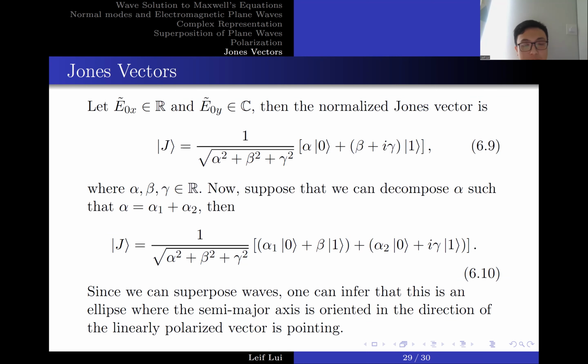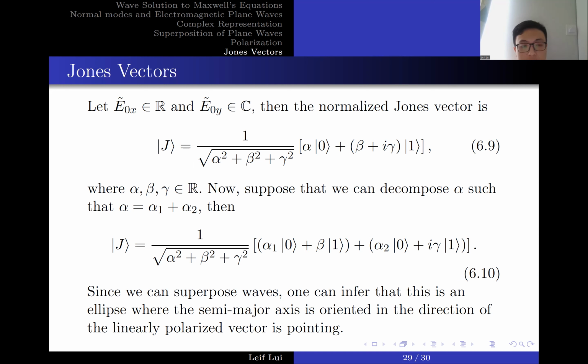Now let us consider another, more complicated case where the x component is real but the y component is complex. Then the normalized Jones vector is as follows. We get this equation, and it's exactly the same as what I did just now. We normalize it and so on.